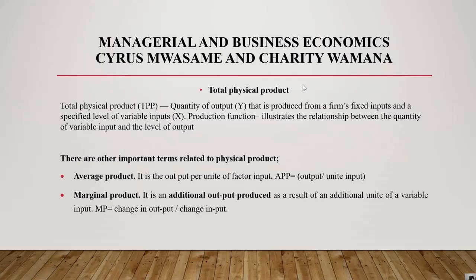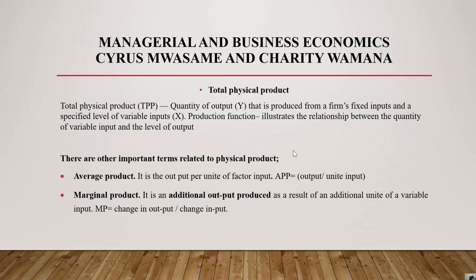The production function illustrates the relationship between the quantity of variable inputs and the level of output. In a nutshell, the concept of total physical product looks at the input vis-a-vis the output. The parameter is used to determine the levels and units of input vis-a-vis the output. This concept is important in business firms, in factories, in the manufacturing industry, to mention but a few.